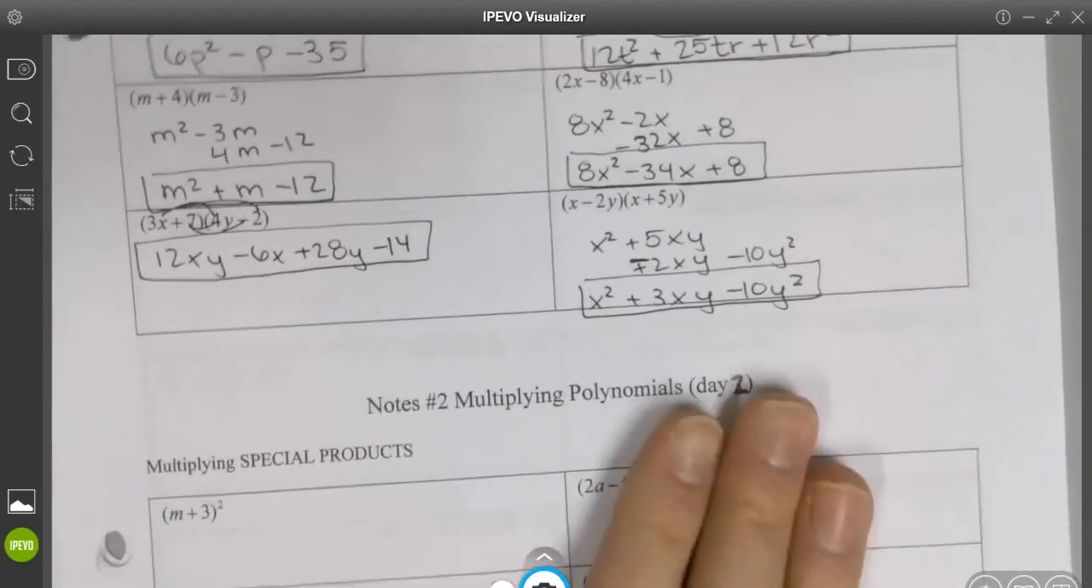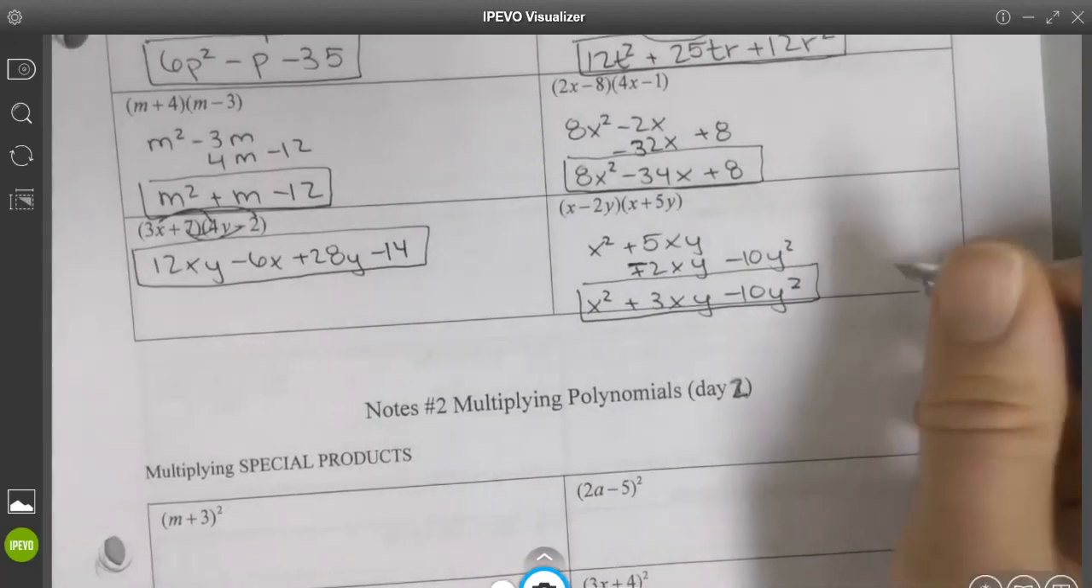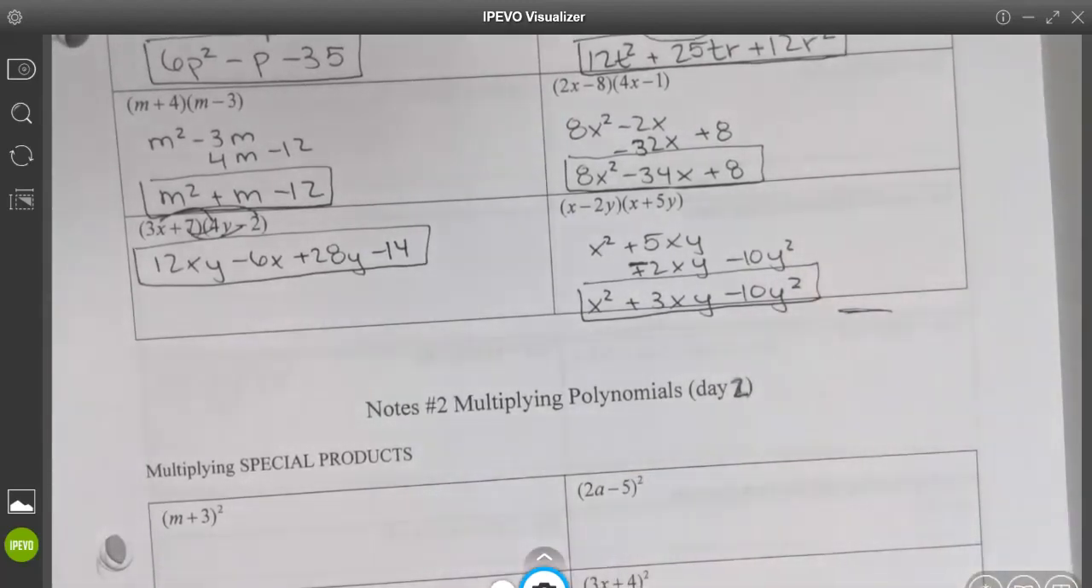So like I said, this should say day 2. We're stopping here today. And we'll talk about some special things that happen with multiplication when we meet tomorrow.